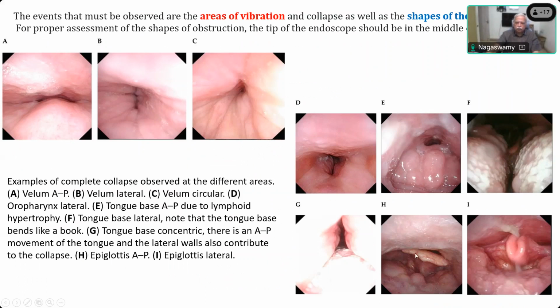You can see this is the epiglottis, and it is a lateral view. So it looks like something has been folded. You can see that's how the whole thing behaves. So all these things will be recorded as a video or pictured on the monitor, which you can later go through repeatedly by playing it back.